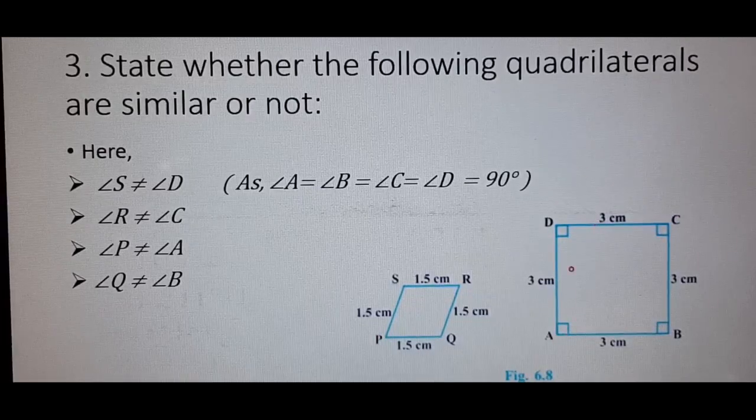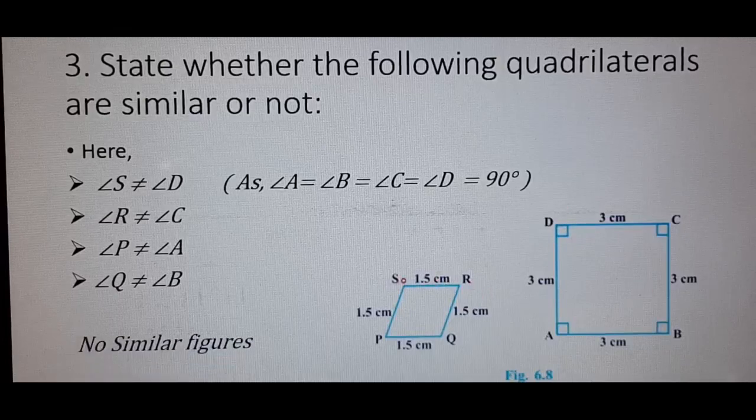Why the angles are not equal? Because this is a mark of 90 degree, and we all know all the angles in this figure are equal to 90 degree, but in this figure, since this is a slant line, the angles are different, or they have other values other than 90 degree. So it's clearly visible angles are not equal, and I have already told you if any one of the conditions is not satisfied, then these two figures will not be similar. So we don't have to check for the sides now, because if angles are not equal, then it's clearly understood the figures are not similar.